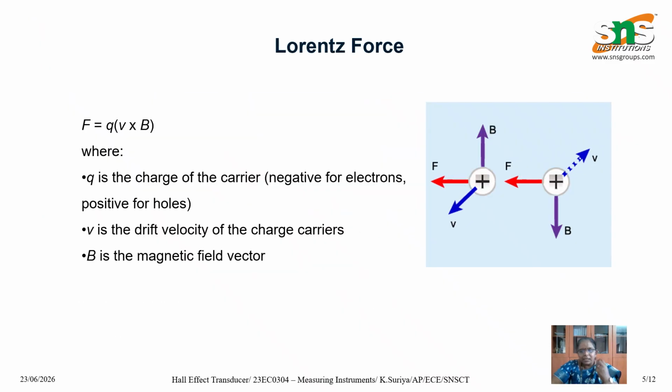The force acting on the charge carriers is known as the Lorentz force and is given by the equation F equals Q into V into B, where F represents the force acting on the charge carrier, Q is the charge of the carrier, V is the drift velocity, and B is the magnetic field strength. This Lorentz force is responsible for the separation of charges and the generation of Hall voltage.